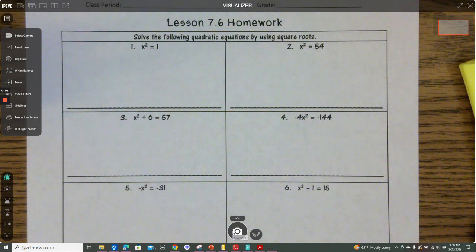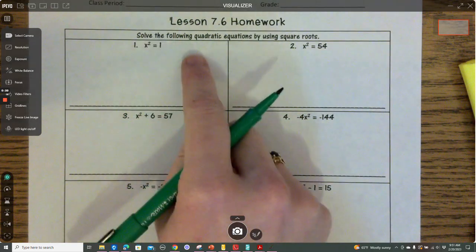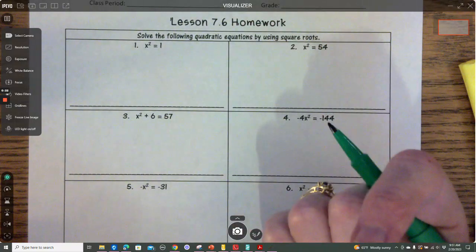This video is for the lesson 7.6 homework. So we're going to be solving quadratics using square roots. These are a little bit easier to find than the completing the squares. These are when we've got something squared and it equals something, and they both have to be perfect squares.